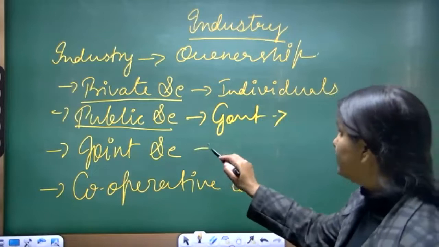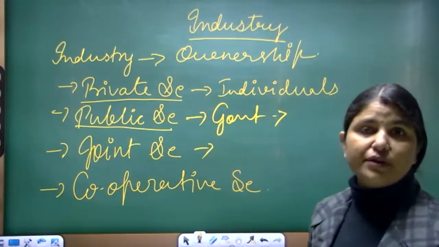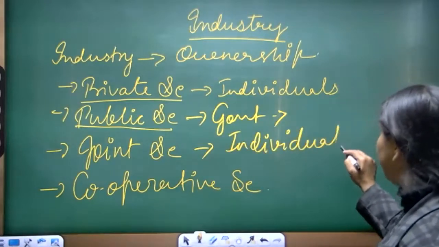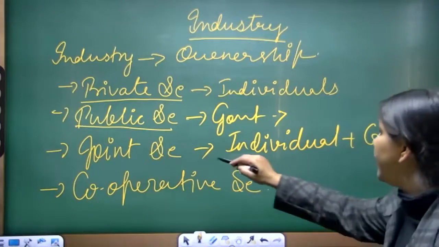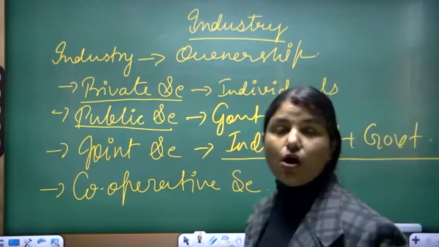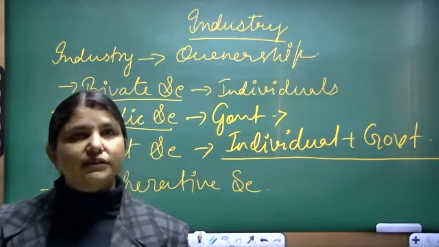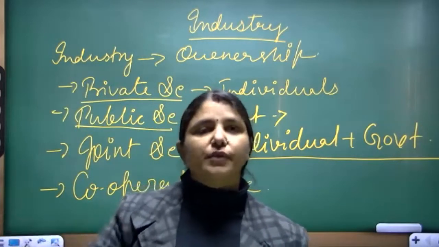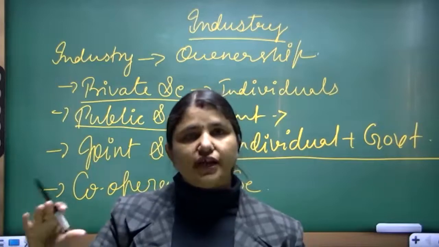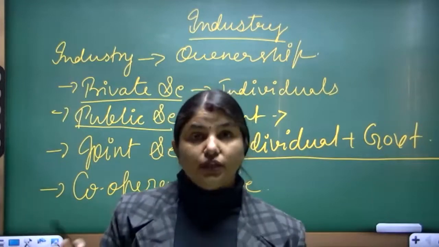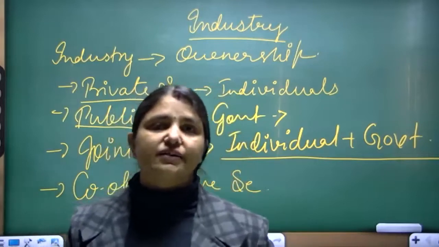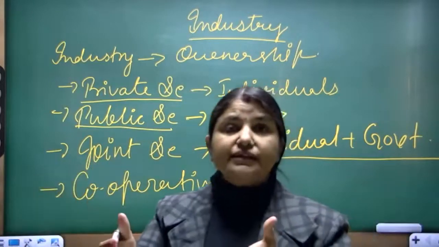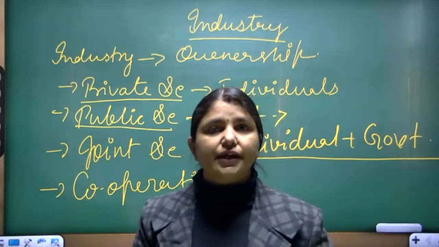Third one, joint sector industry. In a joint sector industry, what will happen now? Individuals plus the government will operate together. A joint sector industry is operated by the government as well as individuals. Suppose Siddharth has his industry, and now the government also becomes a partner of Siddharth. That industry is operated by Siddharth and the government both. That type of industries are known as joint sector industries, where we have the partnership or ownership of the government and the individual both.